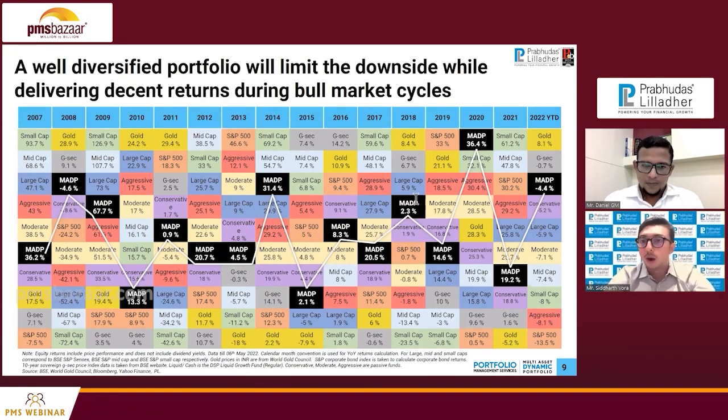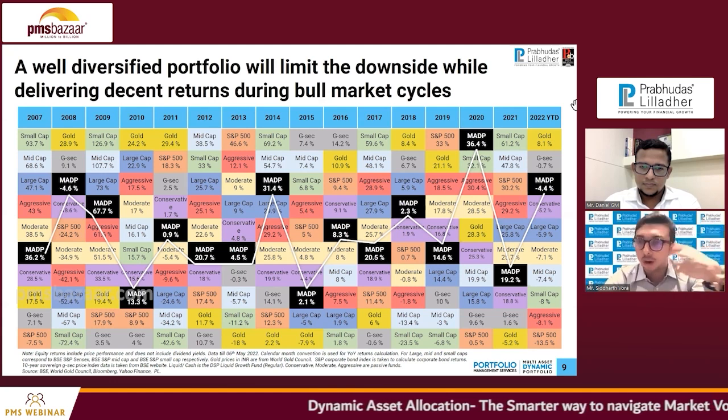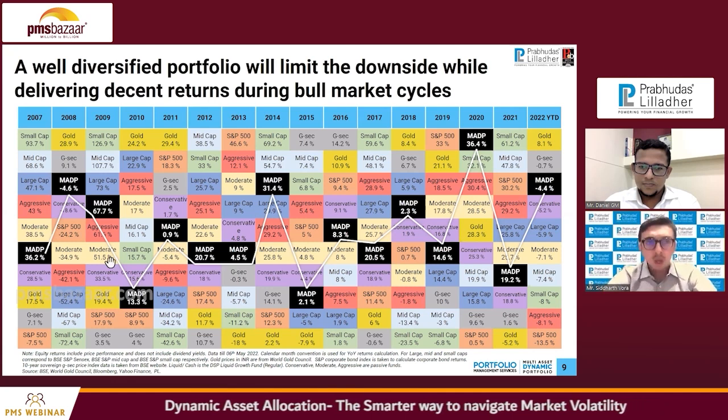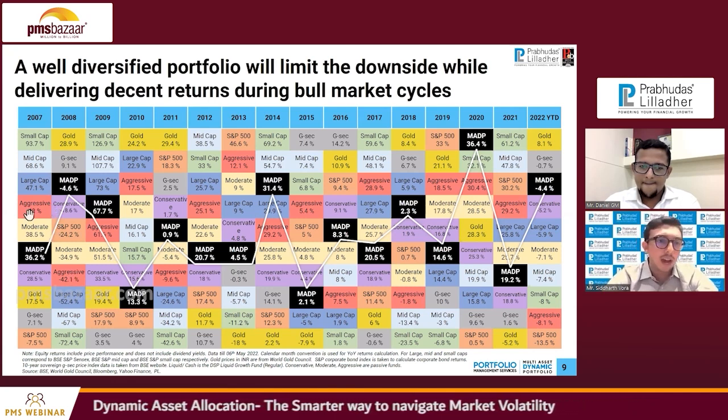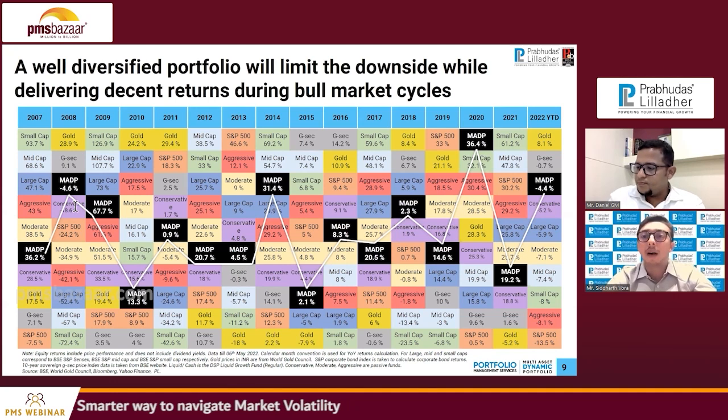So now coming to how we really do it. This is a snapshot from 2007 till 2022, of how all the different asset classes have performed, and how an asset allocation approach, whether conservative, aggressive, moderate, or dynamic, which is our fund, performs in these cycles. If we look at aggressive, moderate, and conservative, across all the years, we've been in the median and above median category, never too low, never too high.